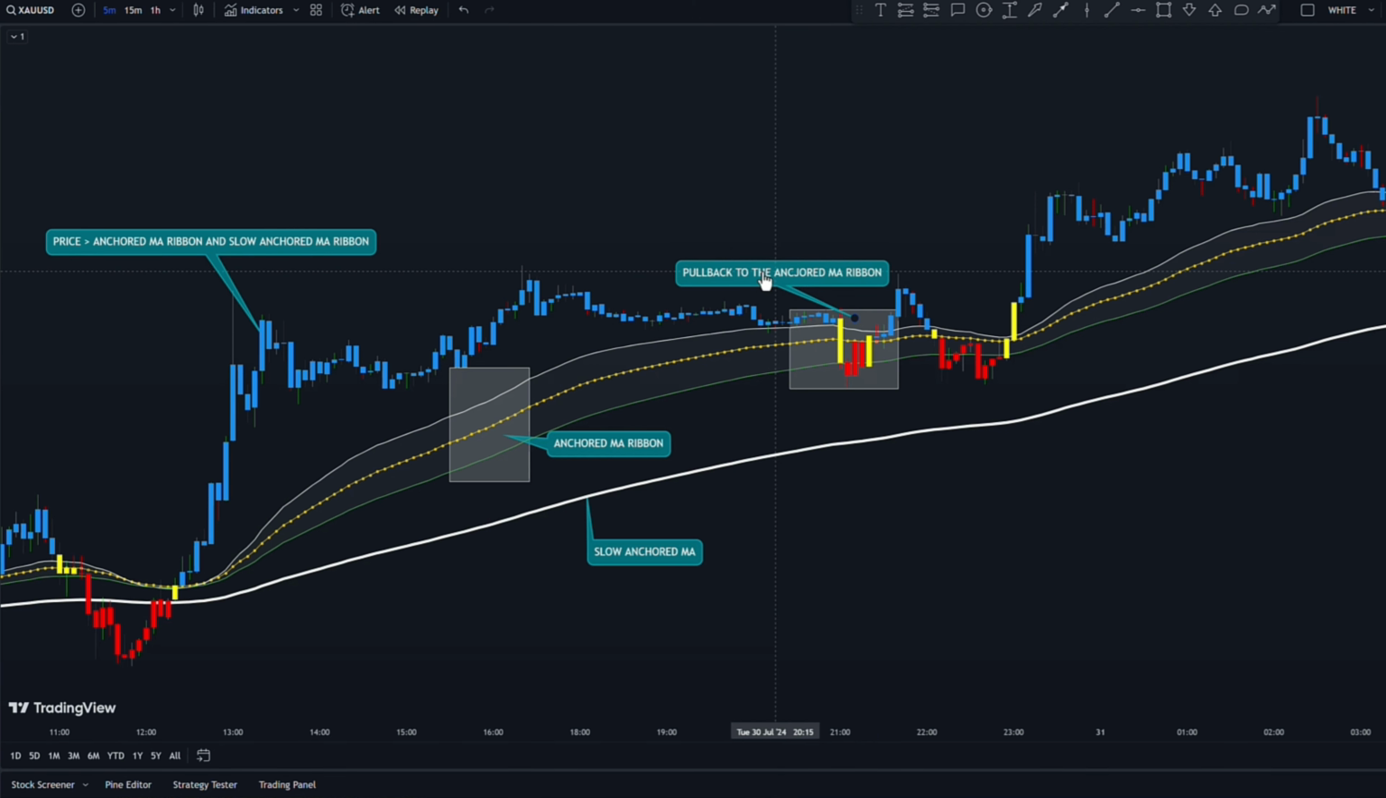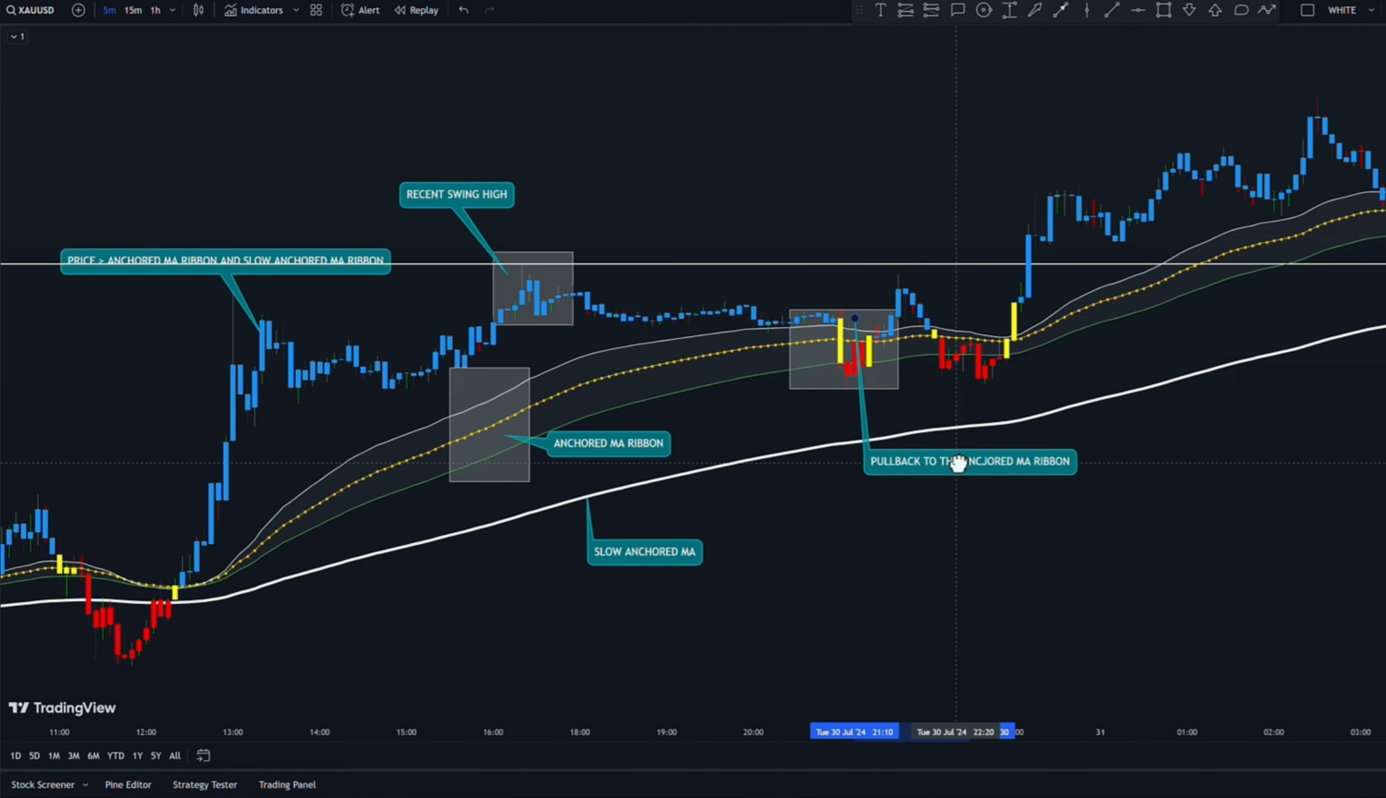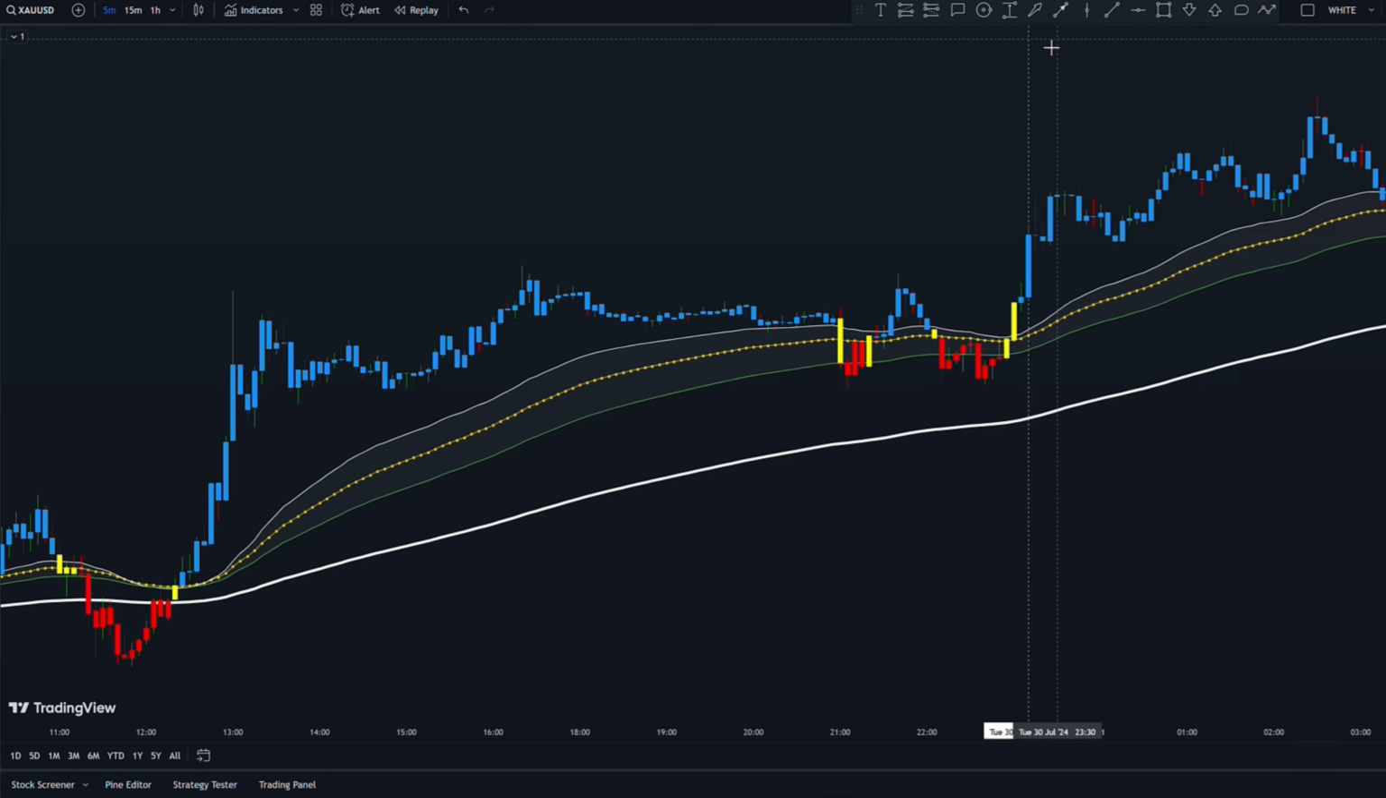Once the price pulls back to the anchored MA ribbon, the next step is to identify the last swing high. The last swing high is the highest point the price reached before it started to pull back. After identifying this point, we wait for the price to break above it. When the price breaks above the last swing high, it indicates that the market is likely to continue moving upwards. This is our buy signal, meaning it's a good time to enter the trade.